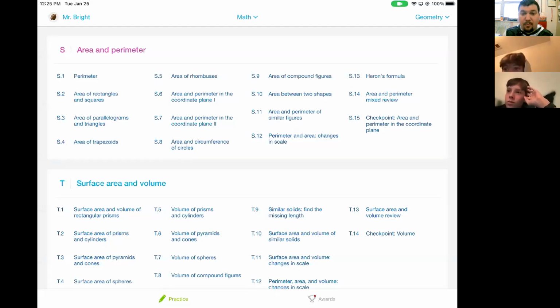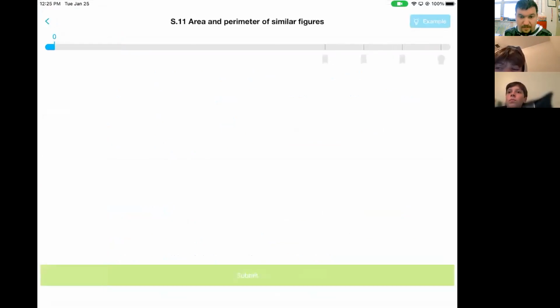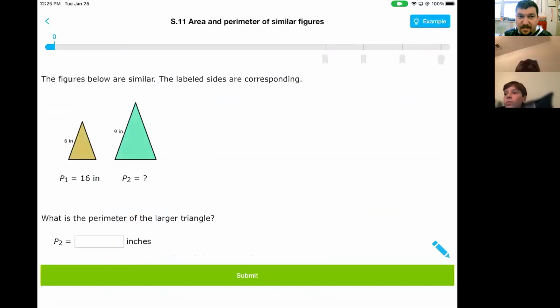Okay, so I'm going to start with yesterday's IXL, which is geometry S.11, and I'm just going to do some example problems from it. If you already have yesterday's IXL done, you don't have to pay attention to this part right now. I'm going to do a few examples from S.11 and record that, and I'm going to do a few examples from today's IXL, which is T.10.